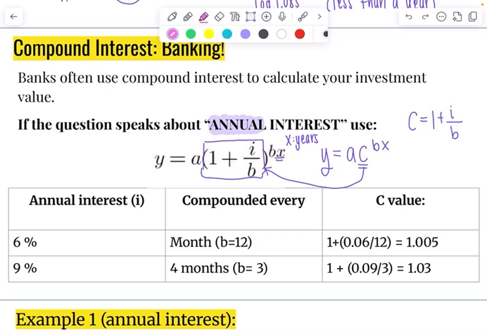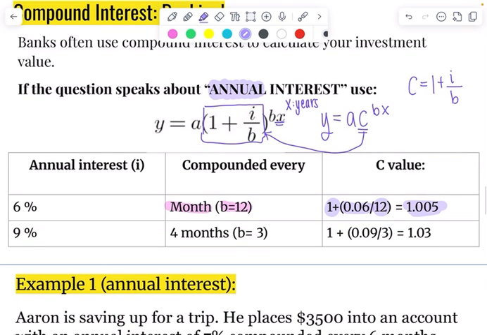So in order to calculate your C value, it's going to have to do with the interest divided by the B value. So if it's happening once a month and your B value is 12, to calculate the C value, you're going to do 1 plus the 6% interest, which is converted to a decimal, right? So 6% here is converted to a decimal, divided by 12, and you actually get this decimal value now. So the C value is going to be 1.005, and it's happening every month. For 9% interest, it would be 0.09, and divided by 3 because our B value is compounded every 4 months.